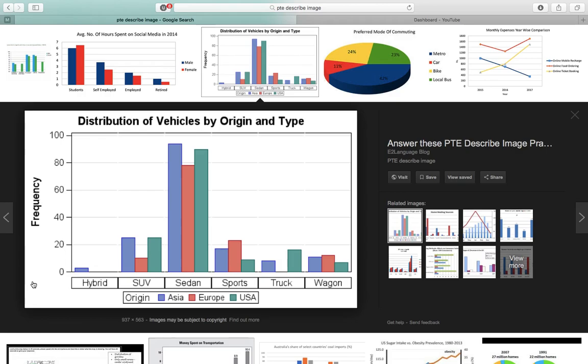the distribution of vehicles in case of sedans had the maximum frequency in all the three continents, Asia, Europe, and the USA, standing at about 80%. Europe led the track in sports cars at more than 25% frequency. In case of SUVs, Asia and USA had about 30% frequency, significantly higher than Europe. In case of wagons, all the three frequencies were about the same for all the continents, standing at about 10%, and only Asia had a hybrid frequency, standing at about 5%.